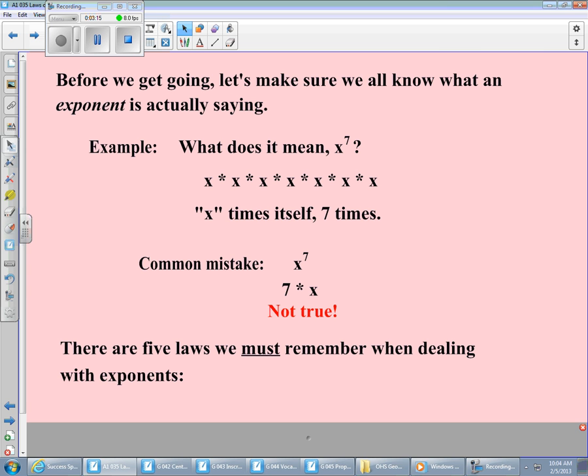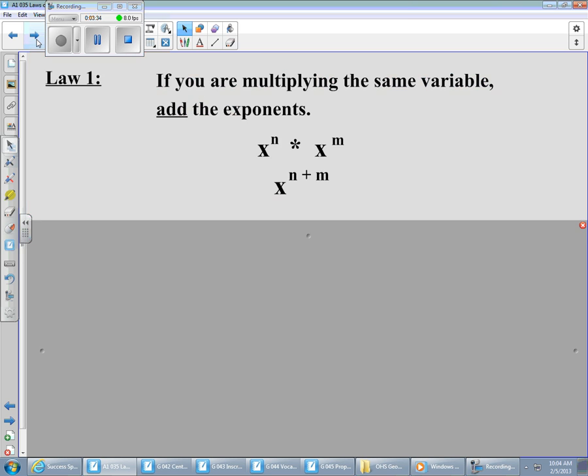Okay. Now, as I said, there's 5 laws that we're going to have to work with, and we are going to have to remember them. When we're working with exponents, there is no getting around it. I don't have any cutesy ways of remembering any of this stuff. It's just cold, hard facts, and you're going to have to spend a little bit of time looking at it until you get it memorized. So let's take a look.